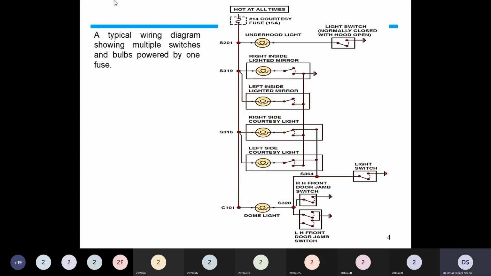So what we see, first of all, is a box which has written "hot at all times". This means that this terminal is always connected to the positive 12 volt of the battery. The 12 volt battery is connected over here, or this is the location of the 12 volt battery.